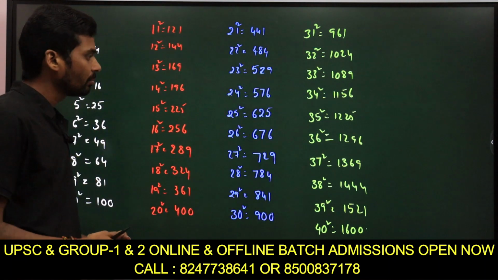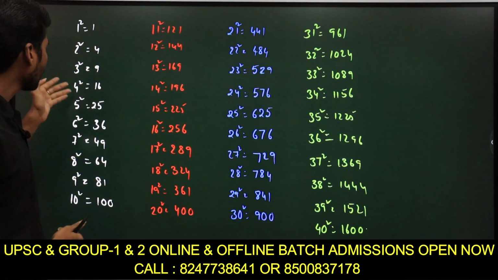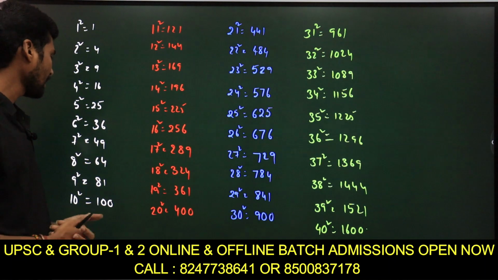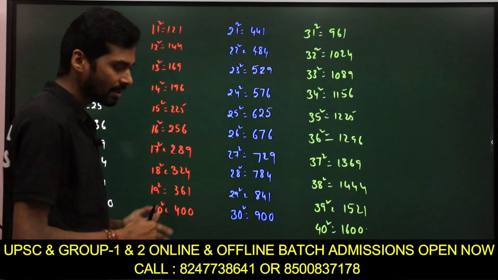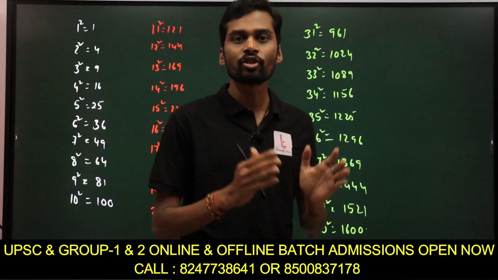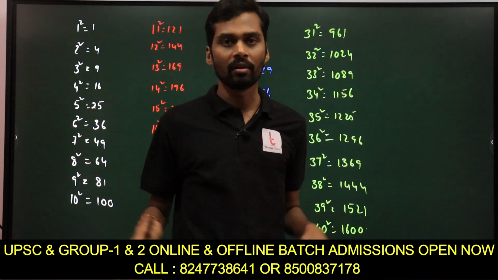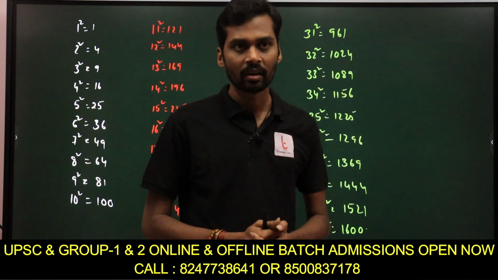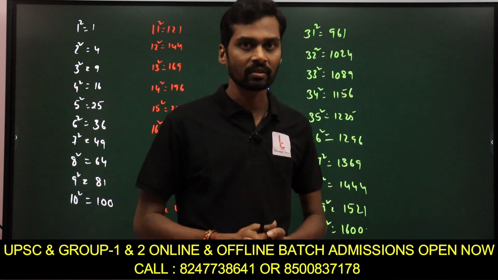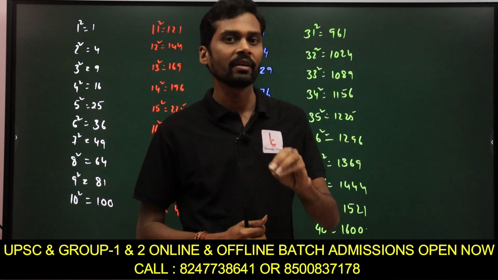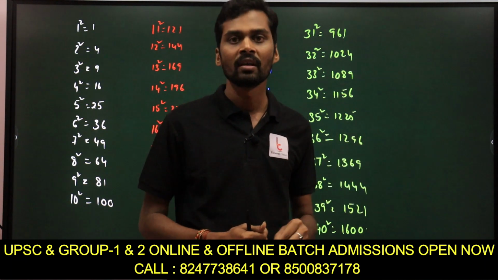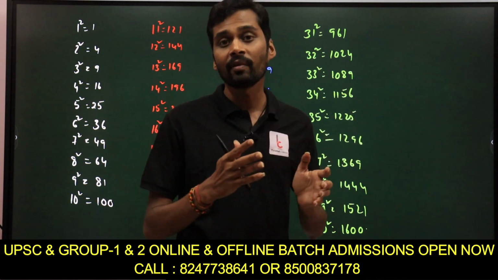So we have it on the board. 1 square, 2 square, 3 square, 4 square, 5 square, 6 square, 7 square, 8 square, 9 square and 10 square. You just separately write it on a paper or a chart. You just stick it on a wall in your room. Then you can easily remember the things. So if you practice daily, if you just spend 5 minutes on the squares over a period of time, you can easily remember it.